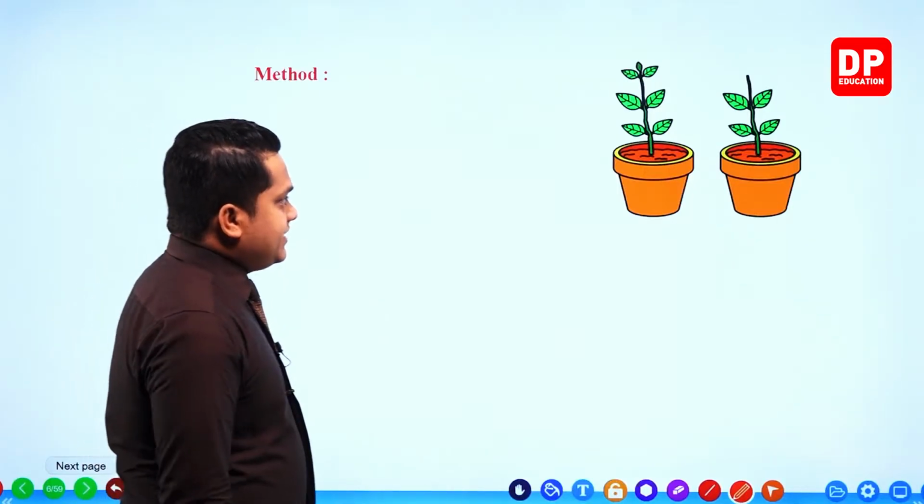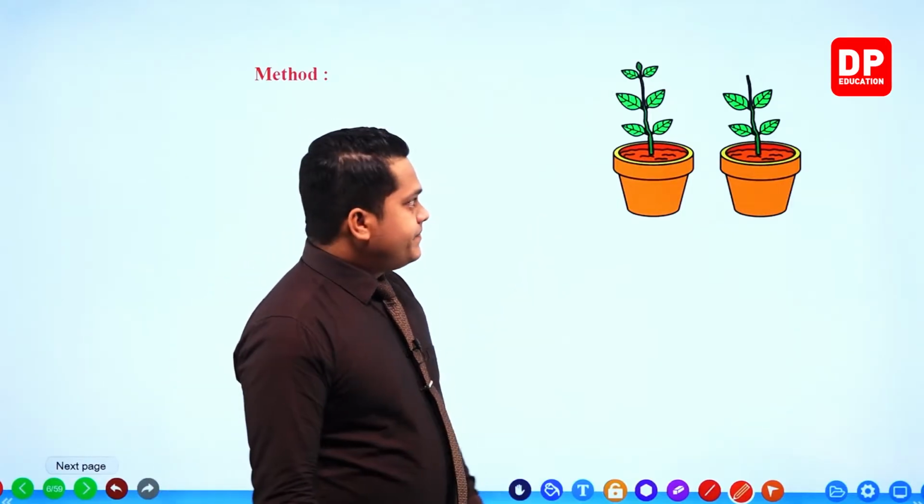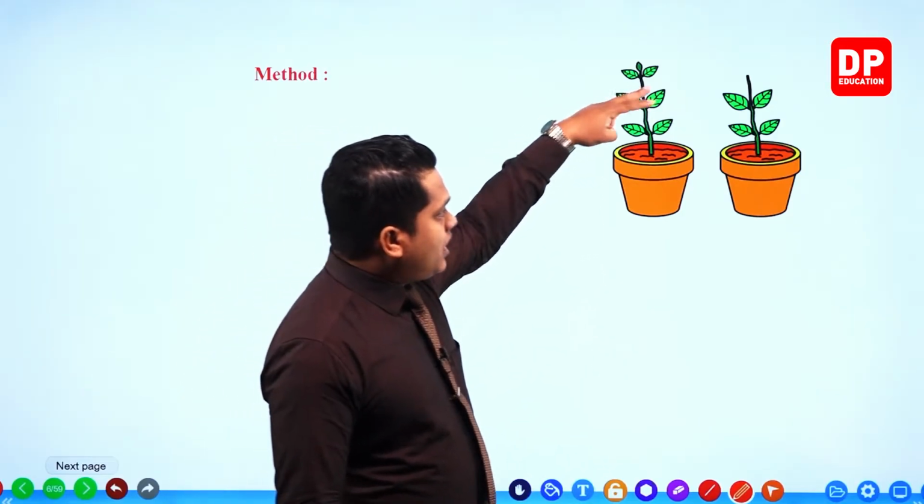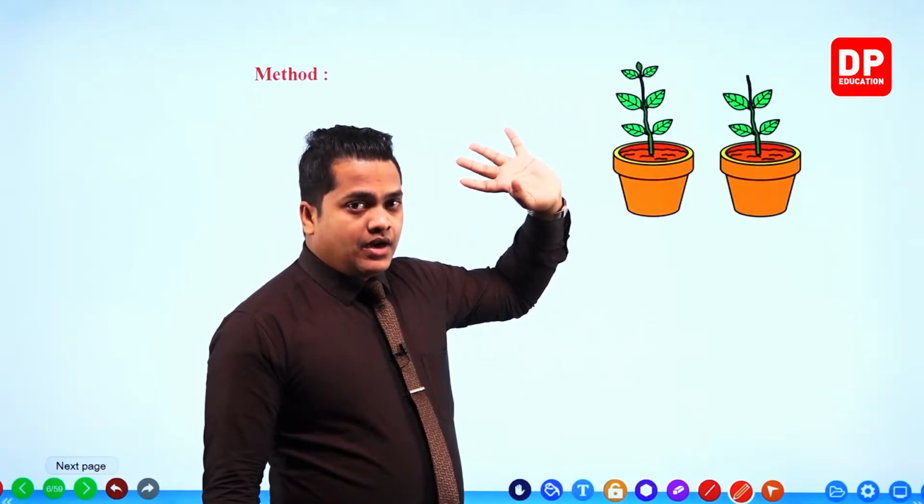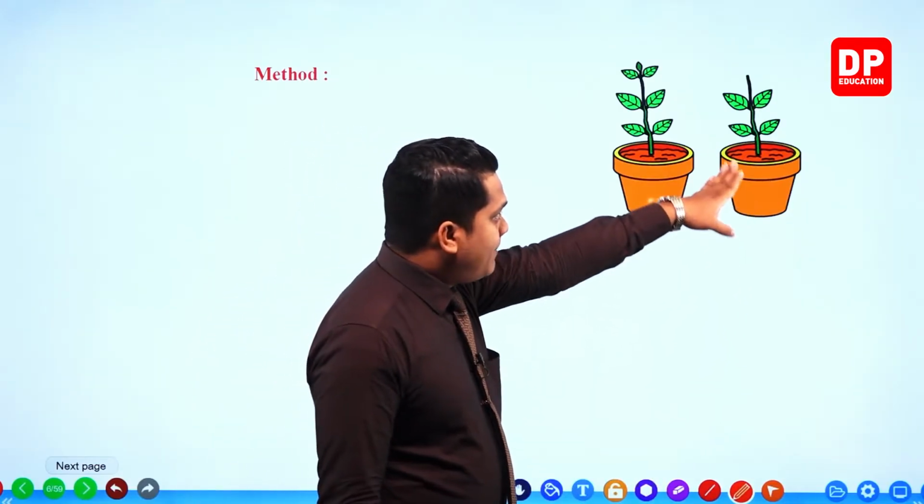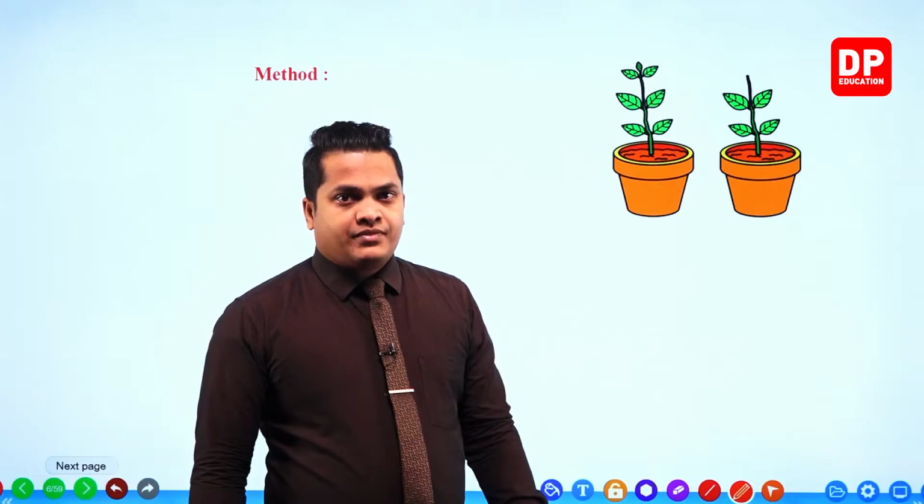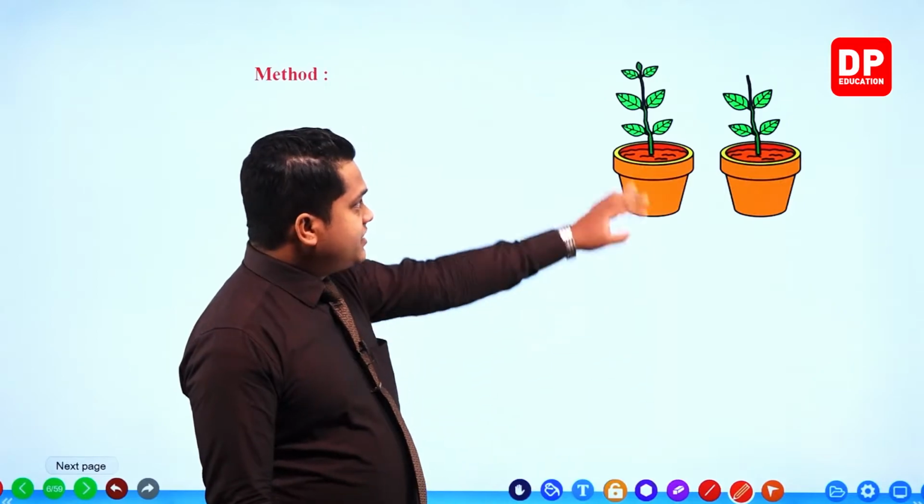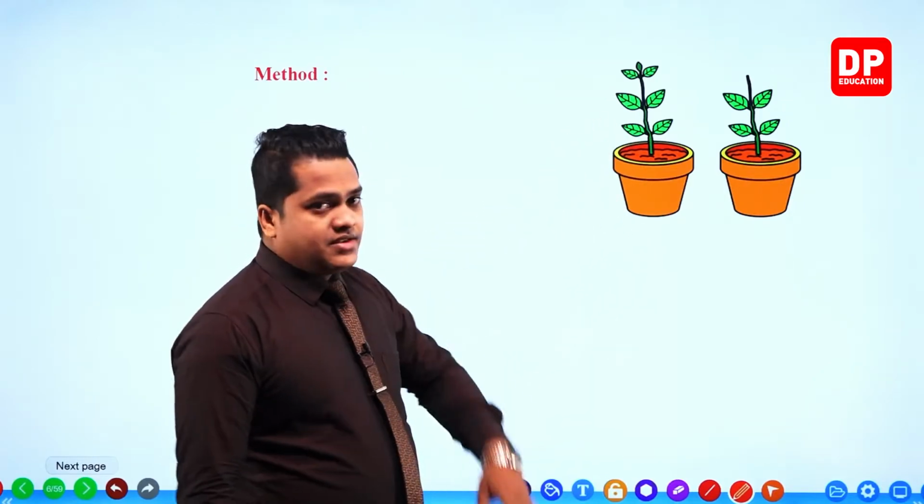The method is very simple. It is given in the figure, my dear children. You have to take the two potted plants, then in one particular plant, you have to cut off the apex. As you can see here, the apex is being removed in the second one. But in the first one, the apex is there. We are not changing the first one. In the second, you have to cut and remove the apex.